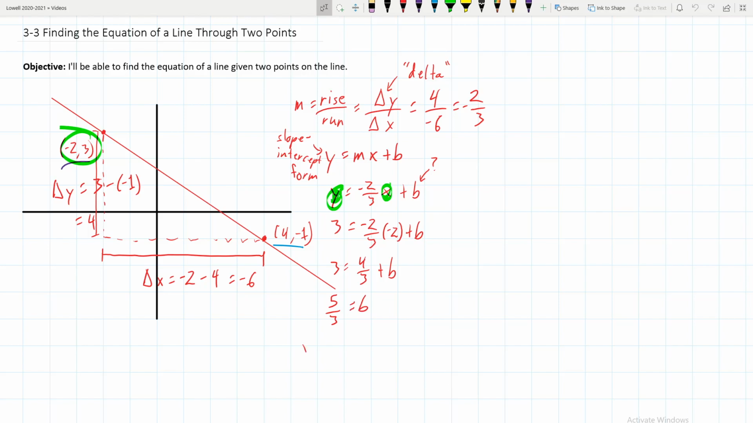So one equation for this line is y equals -2/3 x plus 5/3. Right, so that would be its slope-intercept form. There is actually another way to write this, though.